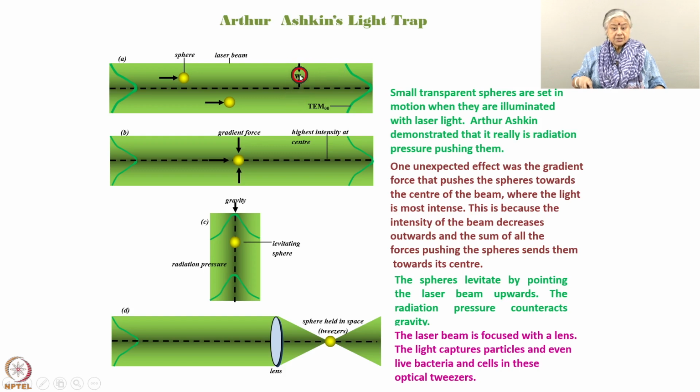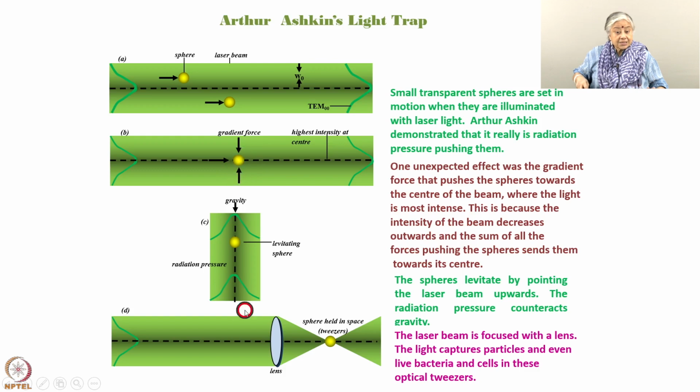Now see, the spot size is slightly bigger than your spherical particles. This is what it does. Then with the same picture, you can have a gradient force here. I will be explaining what is meant by a gradient force. You have moved the particles from here to here, and because of the gradient force it may not move any further. It may just get trapped here.